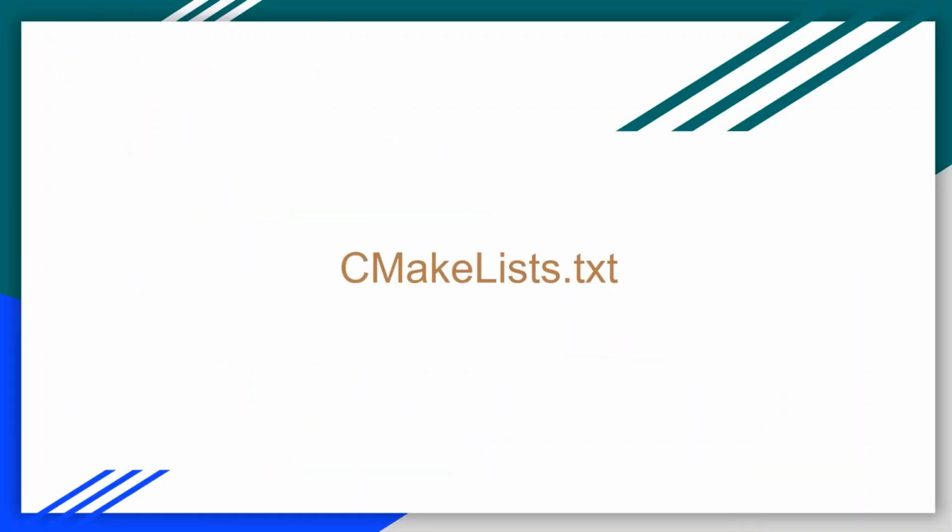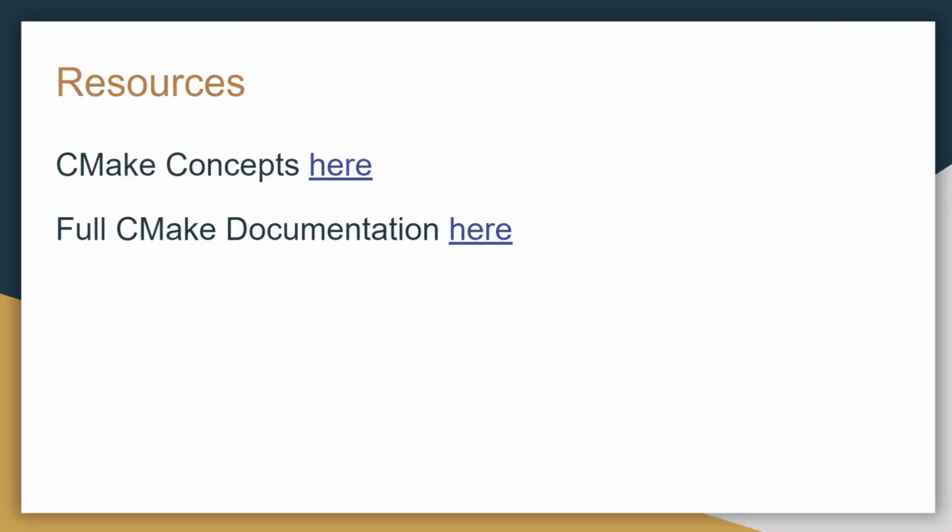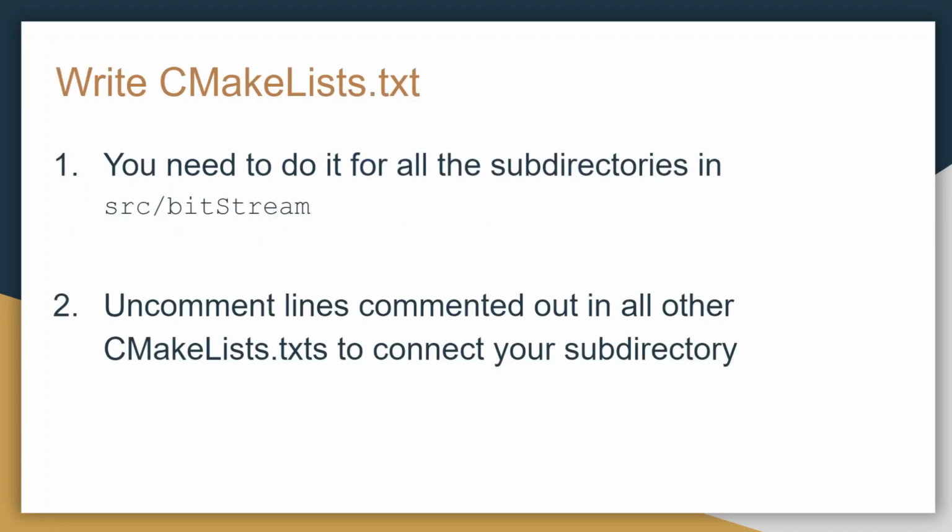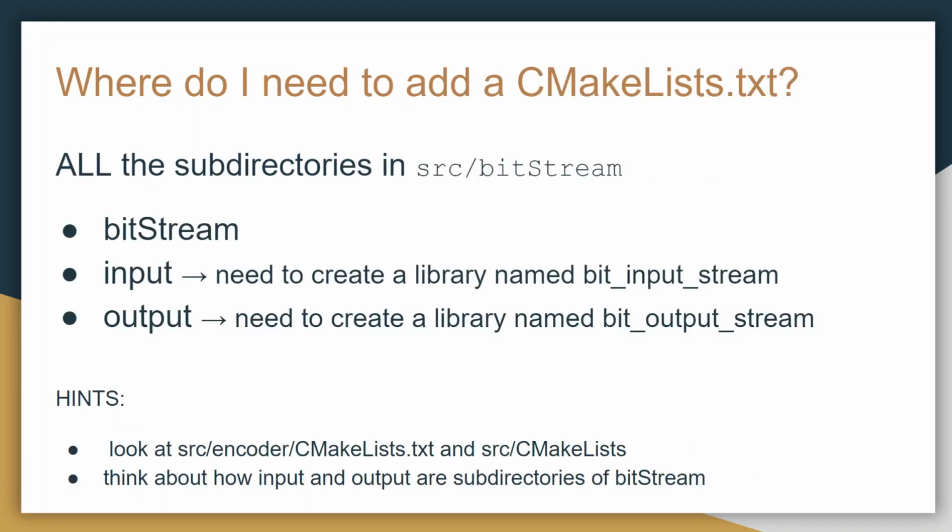All right, so for CMakeLists.txt, the resources are in the final project write-up as well, but I just posted them here as well. There's the CMake concepts and then the full documentation as well. So for writing your CMakeLists.txt, you need to do it for all of the subdirectories in source/bitstream, and you need to uncomment some things that are in the CMake lists. So where do you need to add these CMakeLists.txt? For all of the subdirectories. This means in the Bitstream directory directly, in the input directory, and in the output directory.